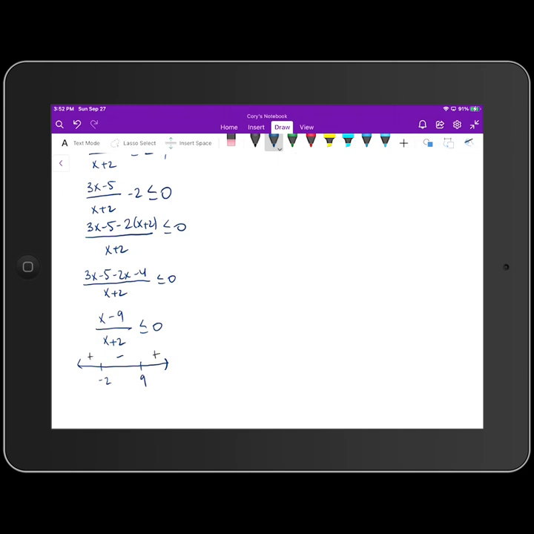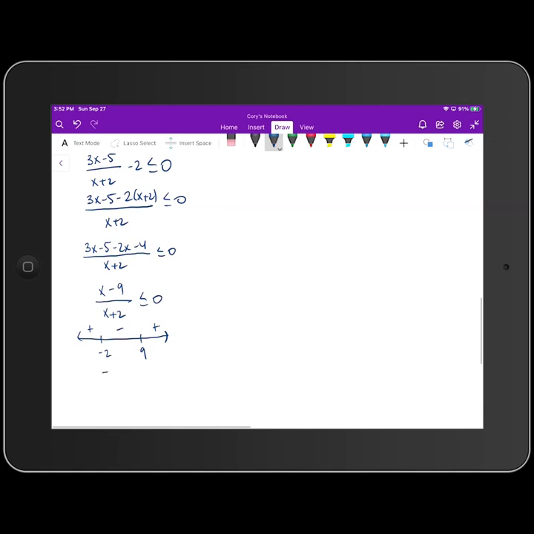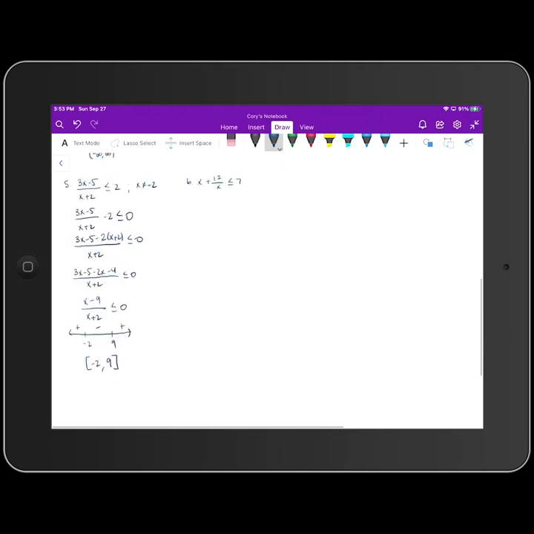on those two intervals. Okay, so if we're trying to find where we are less than or equal to 0, that's going to be the closed interval from -2 to 9. But then we have to go back and check that interval against our domain here, and we know that x cannot be equal to -2. So I have to remove that value from my interval by changing that bracket to a parenthesis.